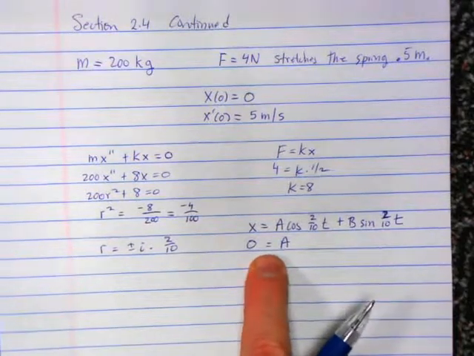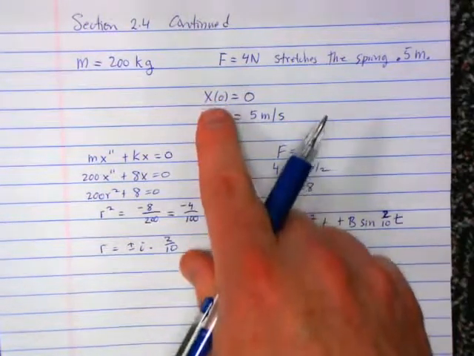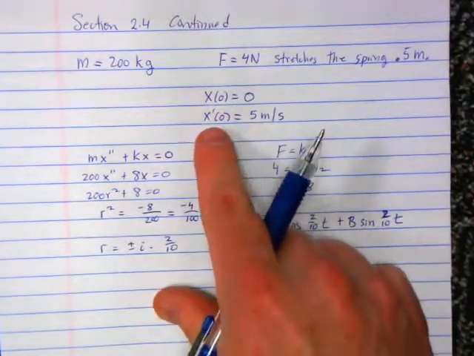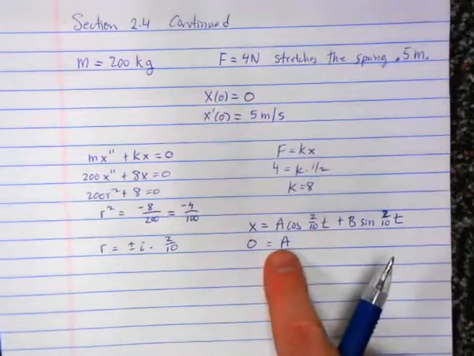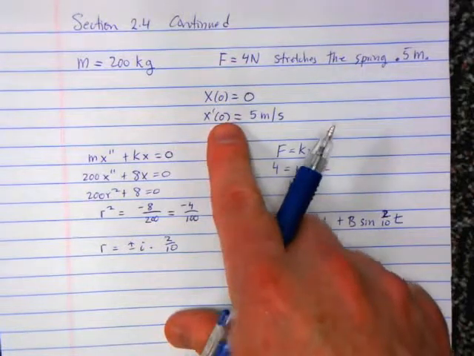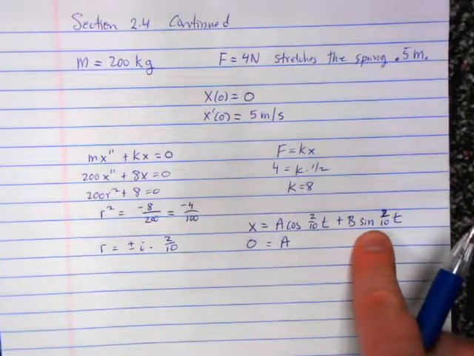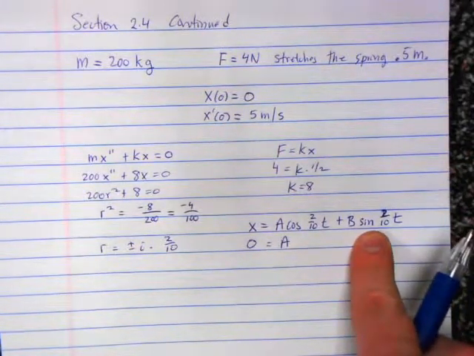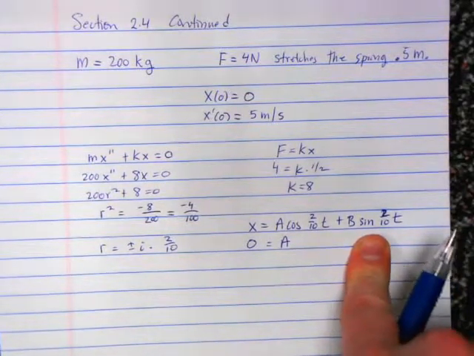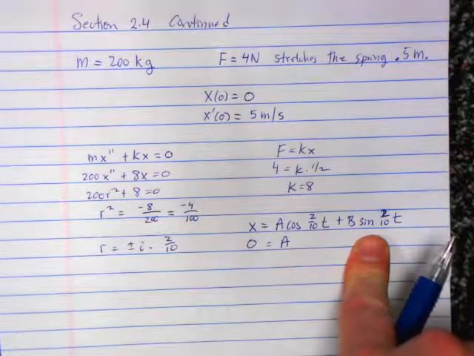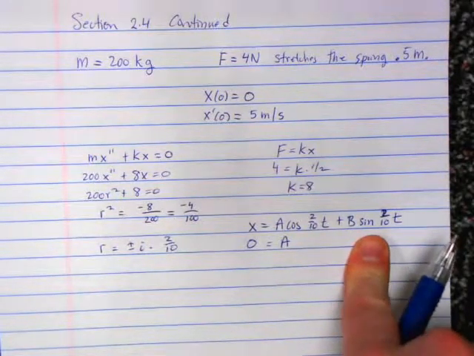So these problems are much, much easier if either your initial position is 0 or your initial velocity is 0. If your initial position is 0, A is going to cancel out. If your initial velocity is 0, B is going to cancel out. So on the test, I would expect one or the other to be the number 0. That's what I would expect to happen on the test.